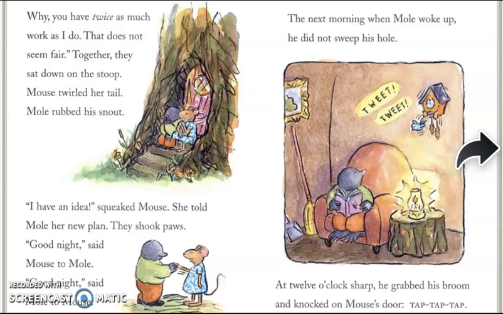Together, they sat down on the stoop. Mouse twirled her tail. Mole rubbed his snout. "I have an idea," squeaked Mouse. Let's pause for a second.